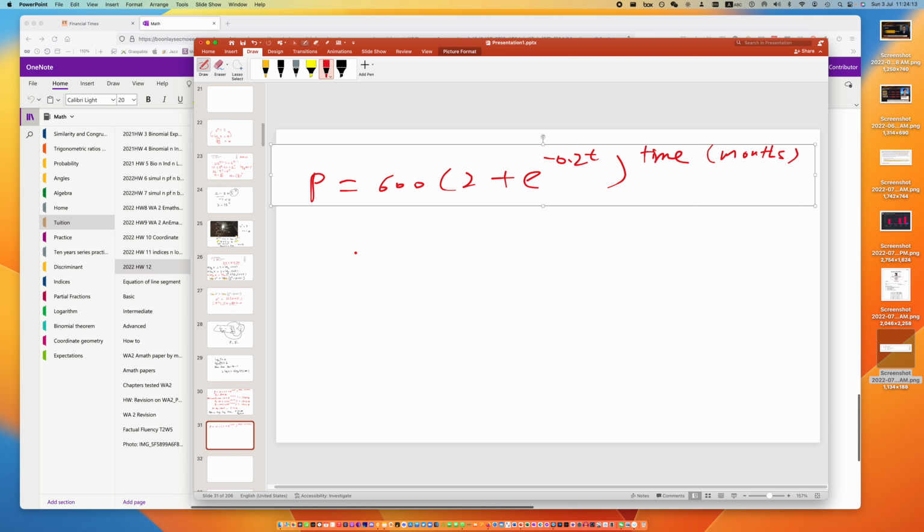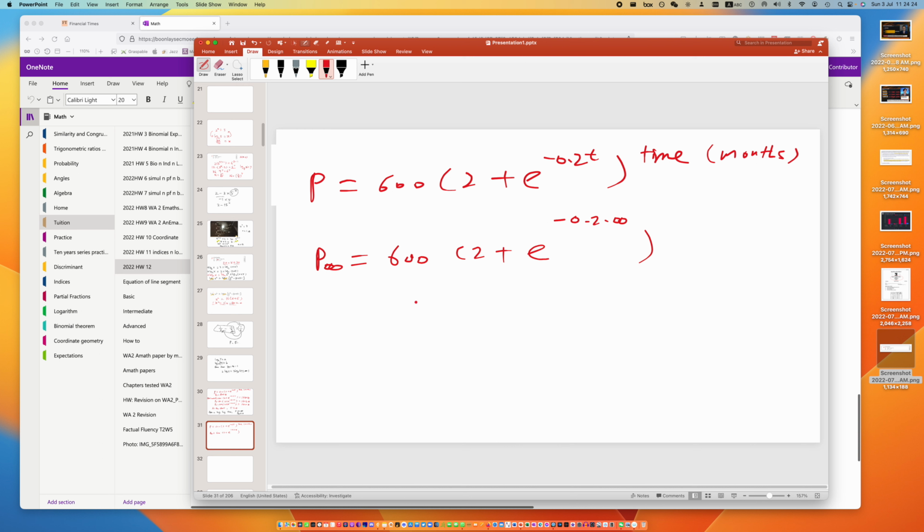So how you do this is, your P infinity means 600 times (2 plus e to the power of 0.2 times infinity), so 600 times (2 plus e to the power of minus infinity), because 0.2 times infinity is infinity. Then you need to get this negative index, this is called negative power. So you need to get it into positive power.